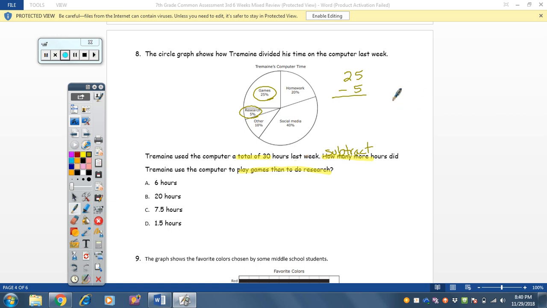And then you're going to use this answer in your proportion. This answer, though, is the percent. That goes over 100, right? These are the percents. 30 is your total. When you solve this for X, you will have your answer.